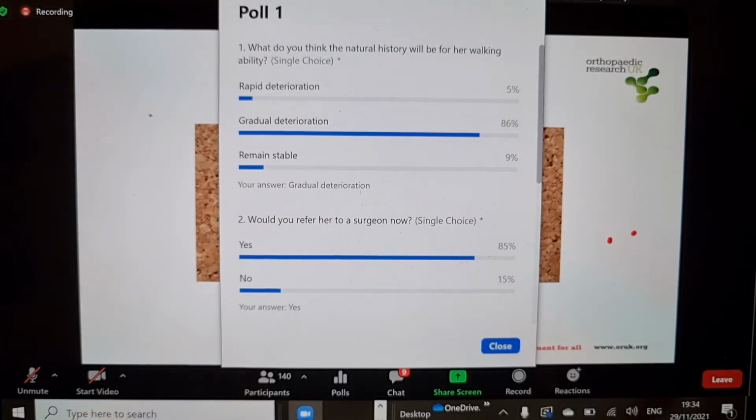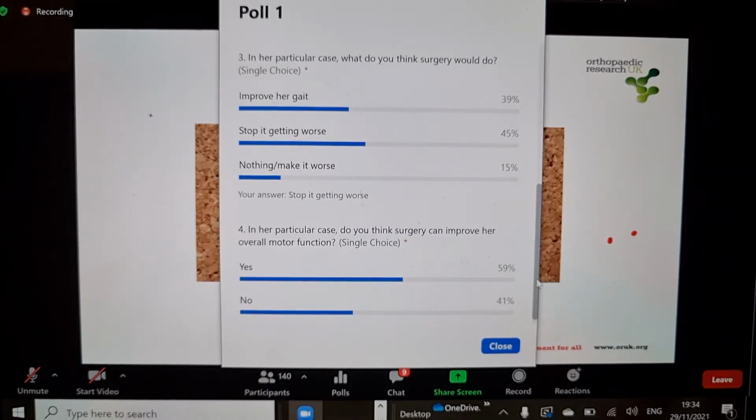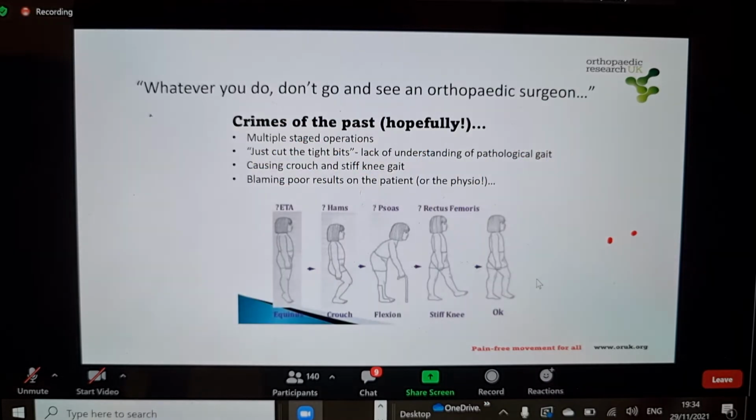When it comes to the next few questions, there are some interesting splits. So we're not quite sure whether this is going to improve her or just stop her getting worse. And there's a few of you who think that it will either do nothing or make it worse. And similarly, there's a 60-40 split between those of you who think that it's going to improve motor function, but the majority think it will. All right, great. So my plan is to go through some of the theoretical answers to these questions, and then afterwards, if there's time, we'll deal with this particular case.